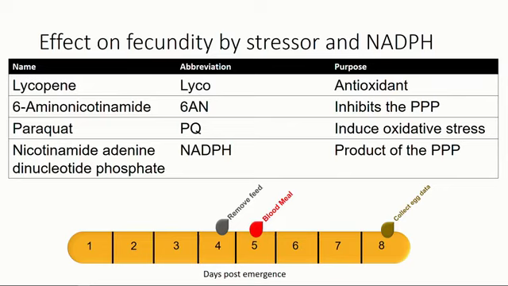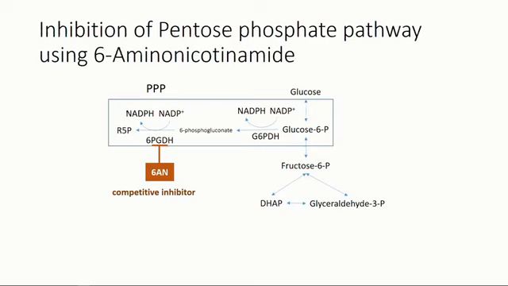We use paraquat, which is a commercial herbicide that also induces oxidative stress. And then finally, we added NADPH to help us confirm that 6-AN's effects were due to NADPH production repression. So as I mentioned before, 6-AN is a pentose phosphate pathway inhibitor. It's the most widely known inhibitor for the pentose phosphate pathway, but it is a competitive inhibitor that mimics NADP. So it's difficult to say that we're inhibiting all of the NADPH production only through the pentose phosphate pathway, but rather we're just trying to inhibit NADPH production globally.